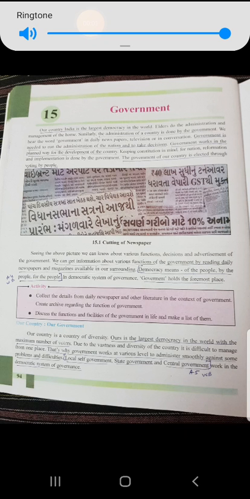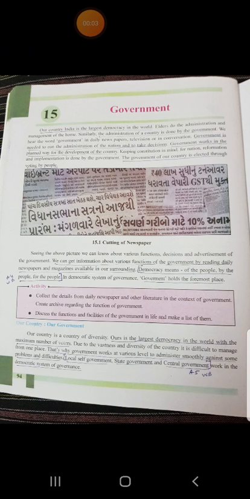Hello students, this is your chapter number 15, Government. So open your textbook on page number 94.